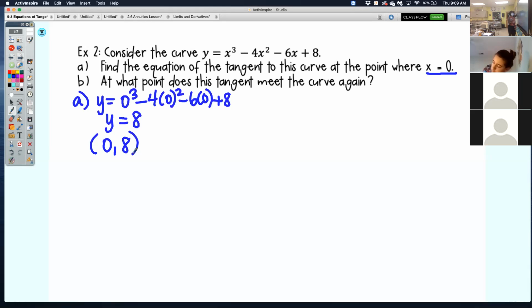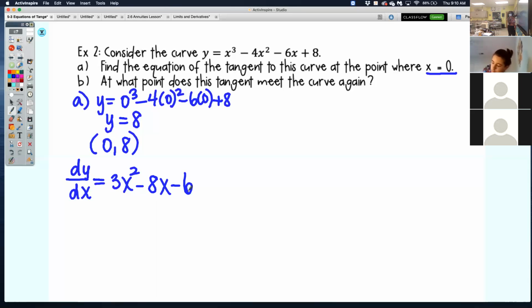So in order to find the gradient, we need to find what? The derivative. So I'm going to use dy/dx because it gave me the equation as y. What is the derivative of x to the third? 3x squared. What's the derivative of negative 4x squared? Minus 8x. And the derivative of minus 6x? Minus 6. Very good.